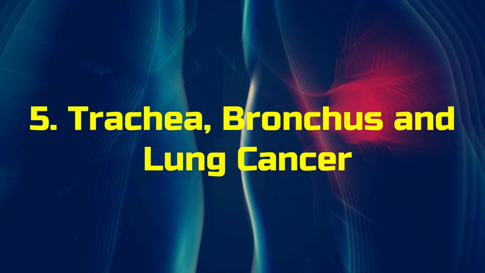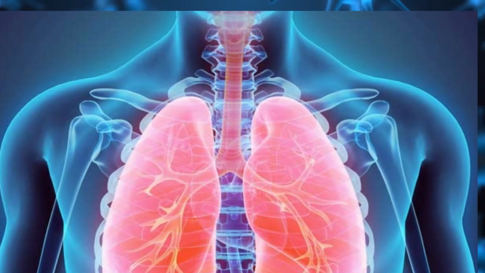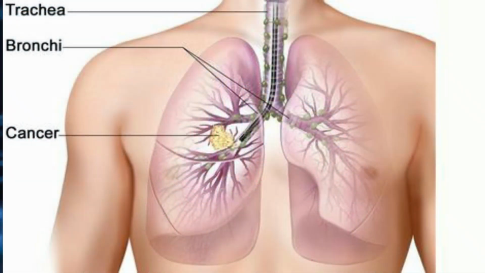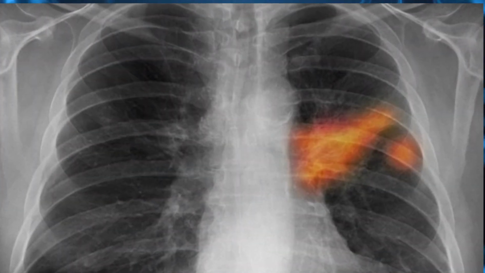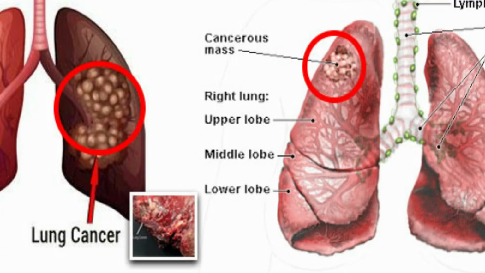Number 5. Trachea, bronchus, and lung cancer. It originates from the right lateral wall of the trachea at the level of more than 2 cm above the tracheal bifurcation. The patients usually are asymptomatic, but some may experience recurrent pneumonia and chronic bronchitis. It took almost 1.7 million deaths, and around 3% are due to this particular disease.